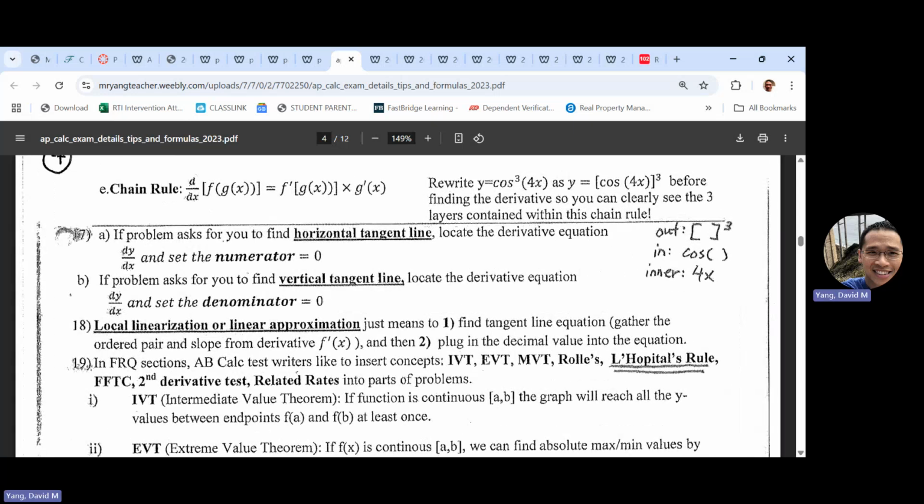If a problem is trying to get you to find a horizontal tangent line or a vertical tangent line, these come from the derivative function. The numerator of your derivative will tell you information about your horizontal tangent line. Your denominator of your derivative set equal to 0 will tell you where to find the vertical tangent line. So keep that in mind. Horizontal and vertical tangent lines come from the derivative. Horizontal, set the top equal to 0. Vertical, set the bottom equal to 0.